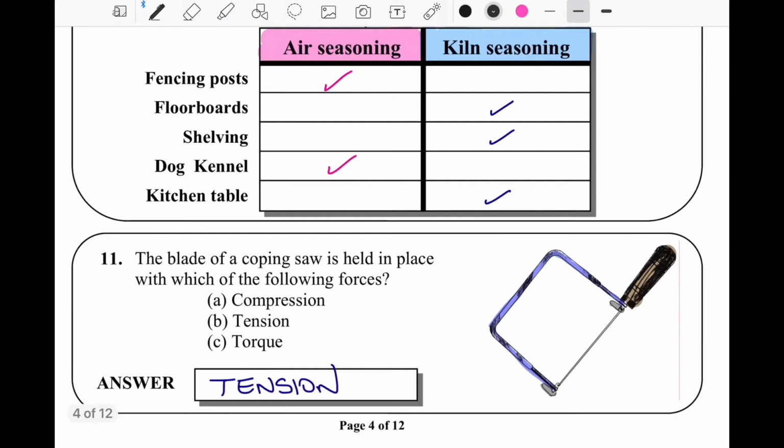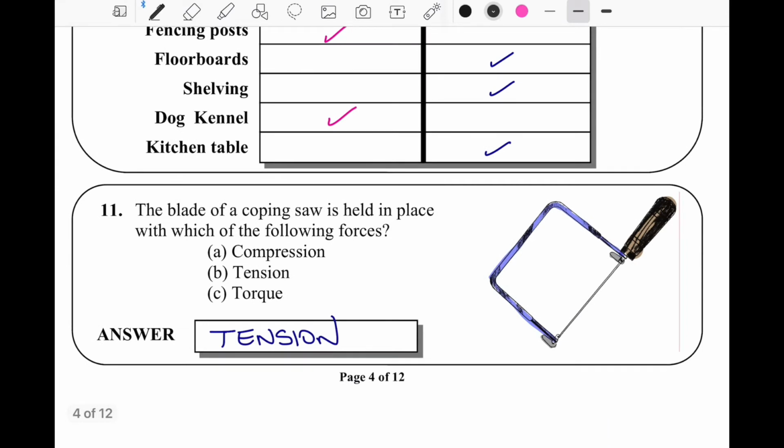Okay. Coping saw. The blade of a coping saw is held in place with which of the following forces? So I've already put in the answer. The answer is tension. But why is the answer tension? Compression is a push force, right? So if I was to try and draw a little doodle to show how compression happens, it is basically two forces being pushed together, okay?